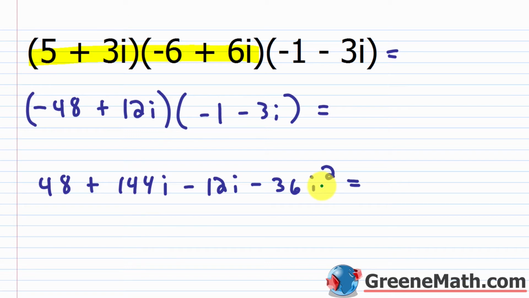We know that i squared is negative 1. So if I had a negative 1 times this negative here, this would become positive, okay? So 48 plus 36 is 84. So this is 84 plus 144i minus 12i is 132i. So again, our answer here in standard form is 84 plus 132i.